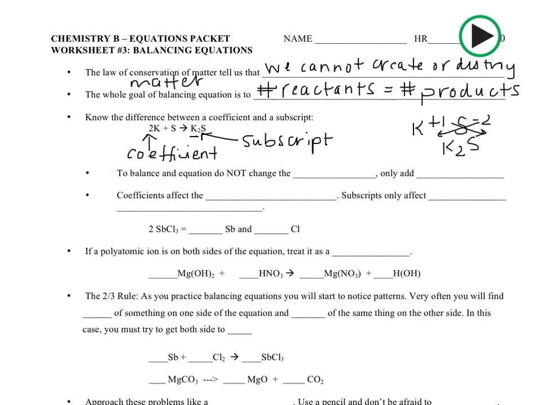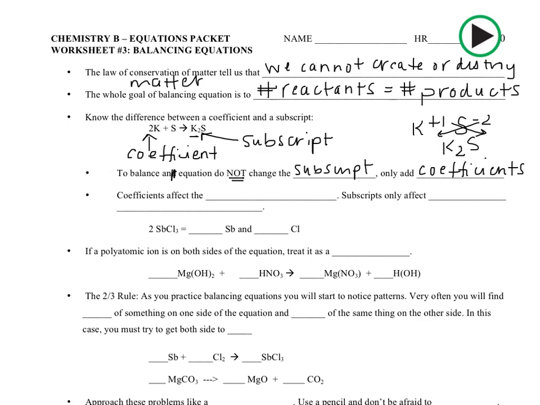Very important. To balance an equation, do not, very important, change the subscript. Sorry, my handwriting's messy. That's subscript. Only add coefficients. You don't get to start putting those little numbers in, okay? When I give you an equation, those formulas have already been properly swapped and dropped. The subscripts stay where they are.